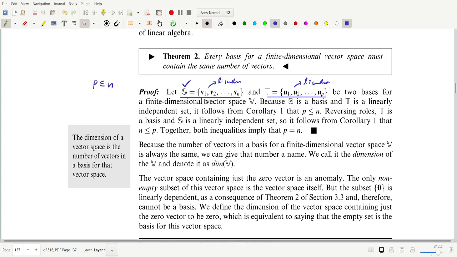Now you think about the other way around. This is a basis and this is a linearly independent set. Since this is a basis, every linearly independent set contains fewer elements than this. So if this is the basis, since the other set is linearly independent, then n is always less than or equal to P. These two statements together imply that n is equal to P. So this is the proof of theorem 2: any two bases of a finite dimensional vector space contain an equal number of elements.